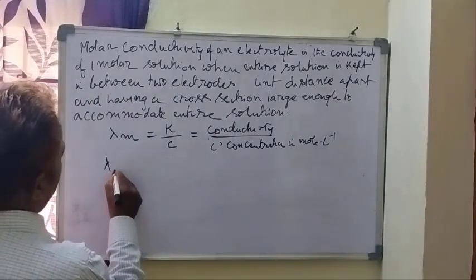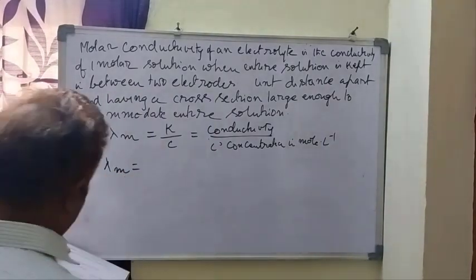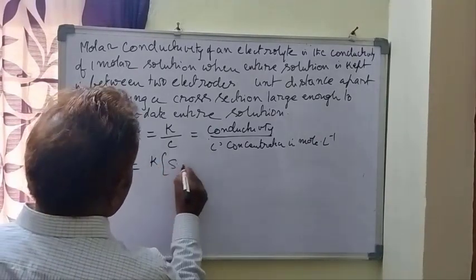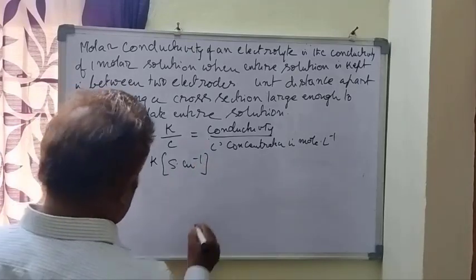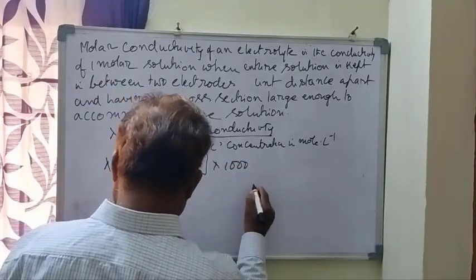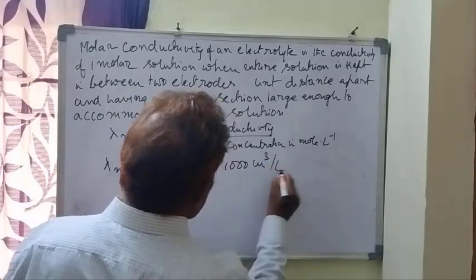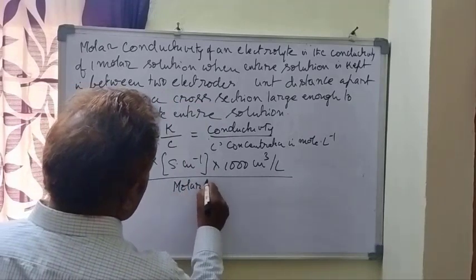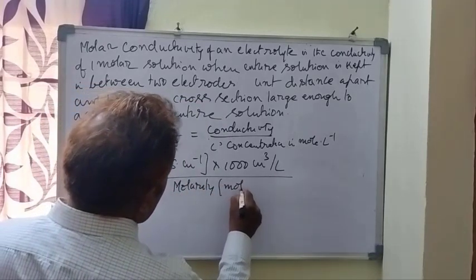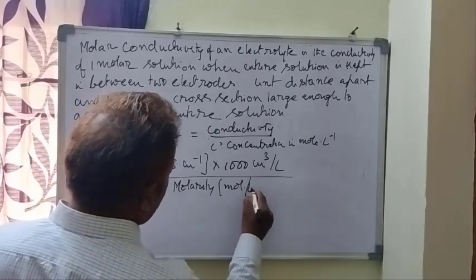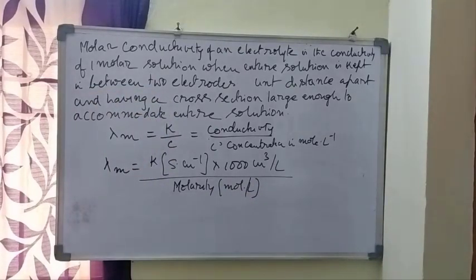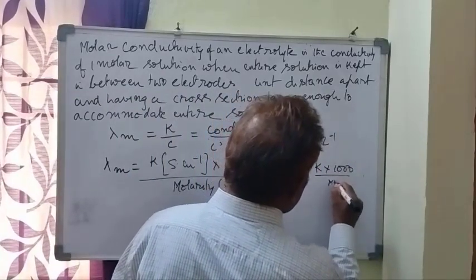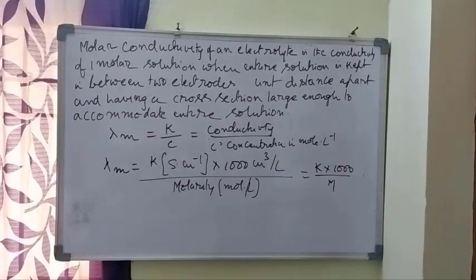So lambda m equals conductivity. What are the units of conductivity? The unit of K is Siemens centimeter inverse into 1000 centimeter cube per liter by molarity, mole per liter. So how do we write this? This is nothing but K into 1000 by M.